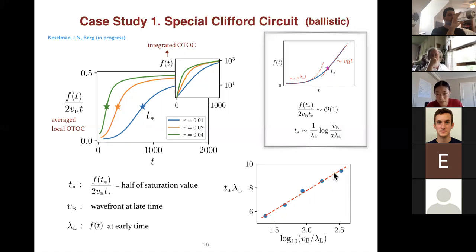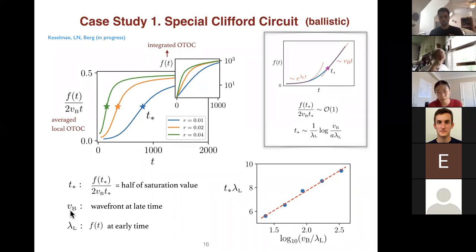And just to mention a little more on how we determine lambda L and VB. VB is basically the butterfly velocity, which is exactly one in this particular circuit, because VB is given by the swap gate. What swap does is you move one site after each time step. So VB is exactly one.